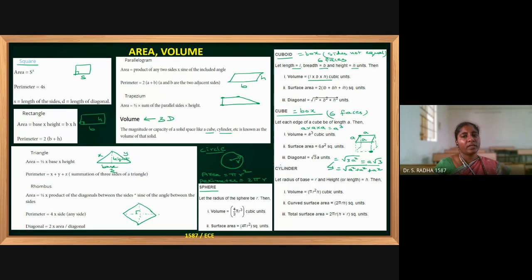Cube and cuboid look the same, a box only. But if all the faces are equal, it means cube; if not equal, it means cuboid. Next, cylinder. For cylinder, we have volume, surface area, and curved surface area. I will show the diagram also one by one.